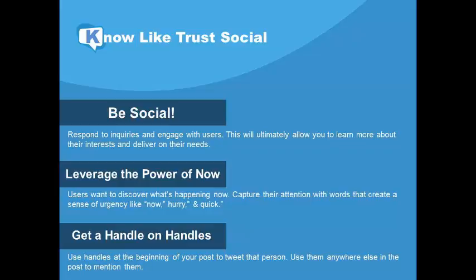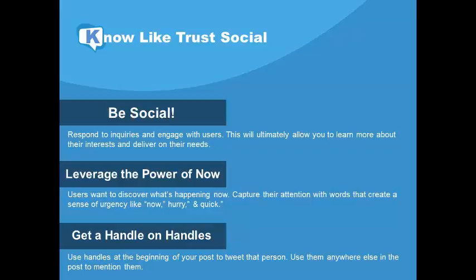Next, we want to get a handle on handles. So as I mentioned at the beginning, handle is just basically Twitter speak for a username, but it's a little bit more than that. When you use another user's handle at the beginning of your post, you're tweeting directly to that person. So then they're going to be able to respond directly back to you, and you can have a conversation that way. If you use a Twitter handle anywhere else in the post, it's simply going to mention that person. So they're still going to get a notification either way, regardless of how they use their handle and how you decide to speak with them.